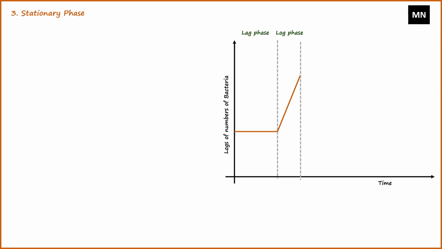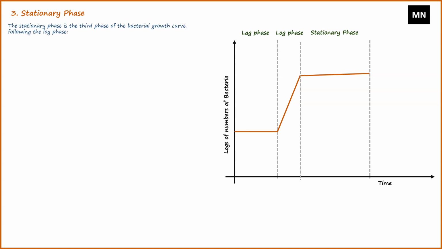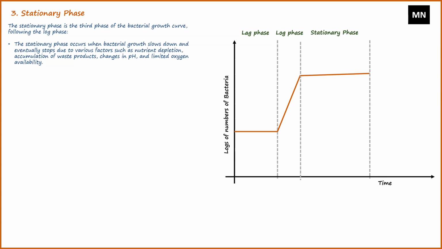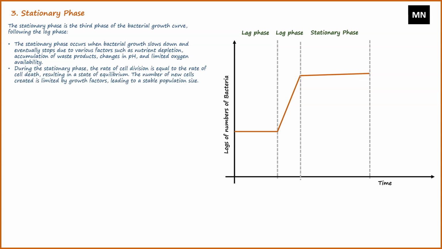Stationary phase. The stationary phase is the third phase of the bacterial growth curve, following the log phase. The stationary phase occurs when bacterial growth slows down and eventually stops due to various factors such as nutrient depletion, accumulation of waste products, changes in pH, and limited oxygen availability. During the stationary phase, the rate of cell division is equal to the rate of cell death, resulting in a state of equilibrium. The number of new cells created is limited by growth factors, leading to a stable population size.